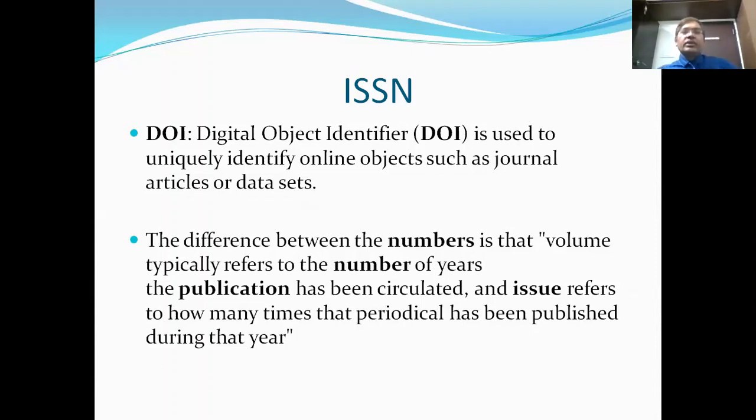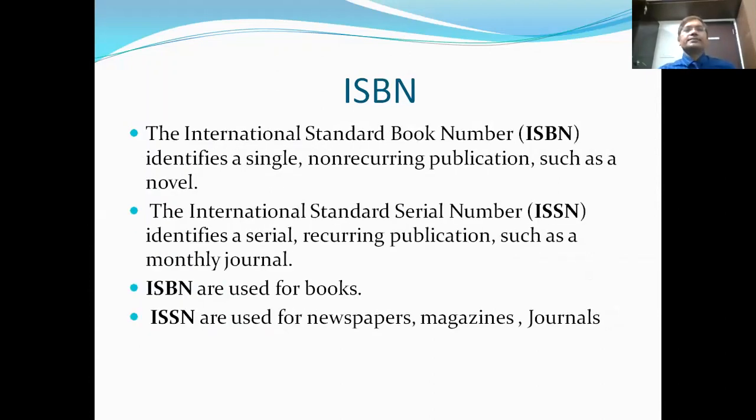The difference between the numbers is that of volume. If you look at any article, any journal, you'll see the volume. So what does that mean? Volume typically refers to the number of years the publication has been circulated. And one more thing, they also focus on issue. Issue refers to how many times that periodical, the journal, has been published during that particular year. So these are some things you should make a note of.